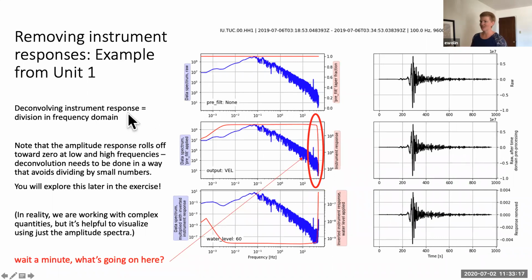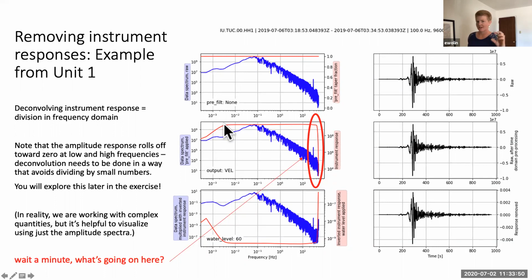So again, as we mentioned, deconvolving the instrument response is a division in the frequency domain. Remember that these are complex quantities, right? So your spectrum of ground motion, or your input signal, and your instrument response, these are both complex, but we like to look at just the amplitude part of that response to make it a little bit easier to visualize what's going on. And as Liam just pointed out, he noticed this high frequency roll off as well.